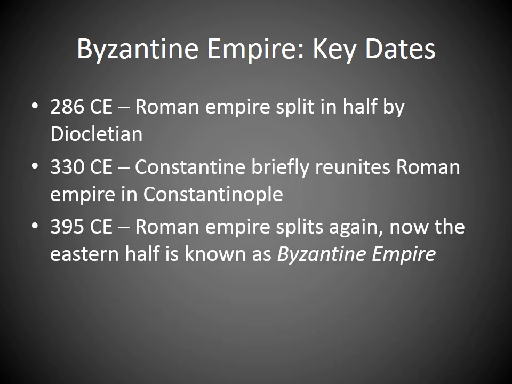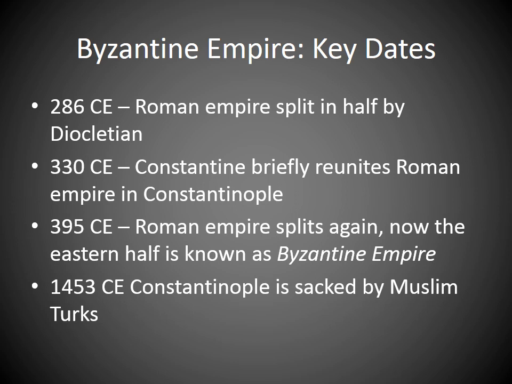And the Byzantine Empire lasts for the next 1,000 or so years until Constantinople is conquered by the Muslim Turks, and it becomes the Ottoman Empire. So it's eventually conquered by the Ottoman Turks. Point of reference is that Unit 2, or Period 3, ends in 1450. So one of the key reasons for the end of Period 3 is because of the fall of Constantinople and the end of the Byzantine Empire.